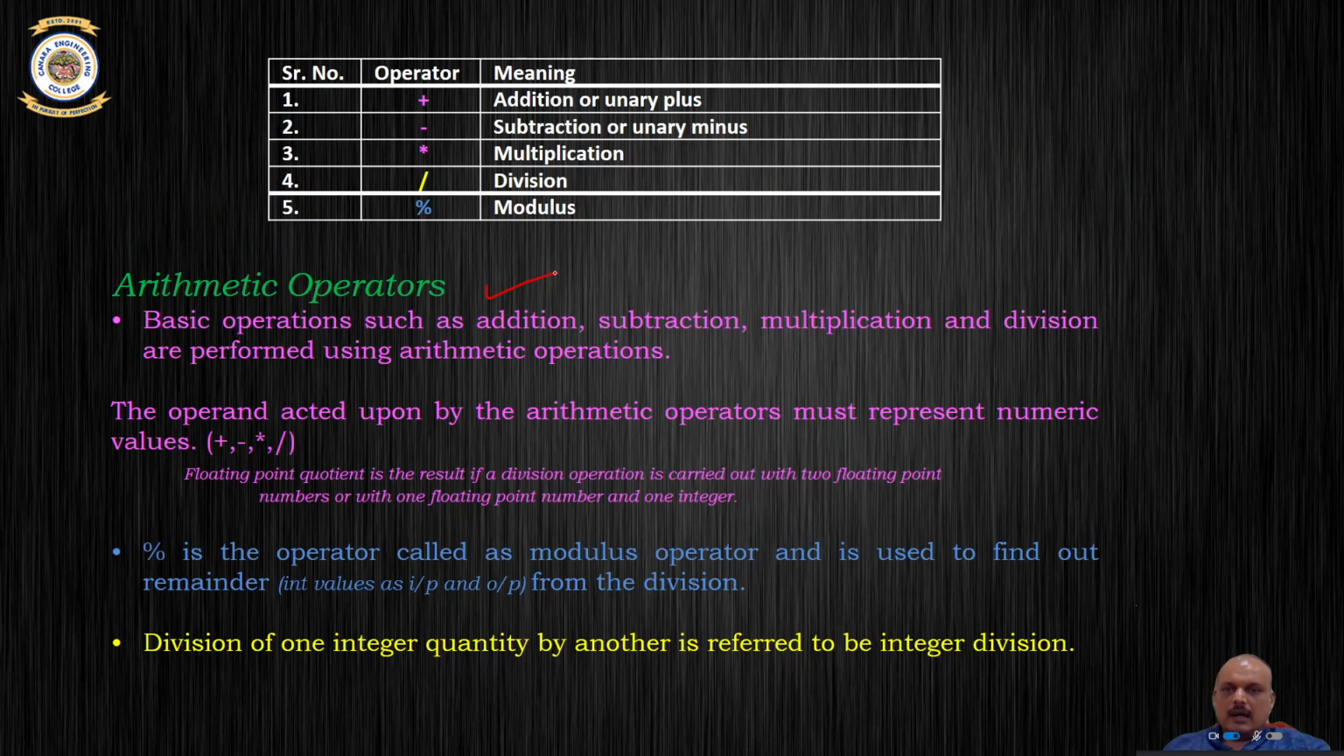Okay, arithmetic operators. Basically, there are 5 arithmetic operators: plus, minus, multiply, divide, and modulo. The thing to note about this is that the plus, minus, multiplication, and divide operators act upon integers as well as floating point numbers. However, if there is one integer and the other is a float, the output is a floating point number.